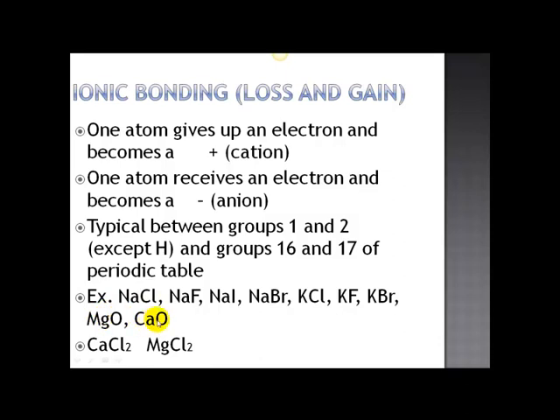You can also do group 2 and group 17, but you've got to have 2 of group 17. So you've got to balance out or end up being neutral. So calcium is something that needs to lose 2 electrons. Chlorine only needs to gain 1. But if you had 2 chlorines, they both gain 1. That would be a -2 charge, +2 charge. That cancels out. So calcium chloride, magnesium chloride, all these are examples of ionic bonds.